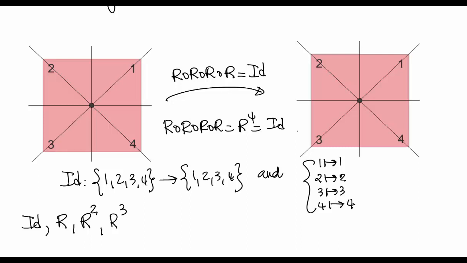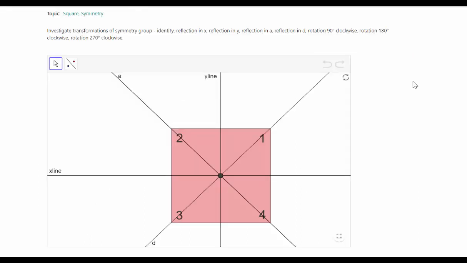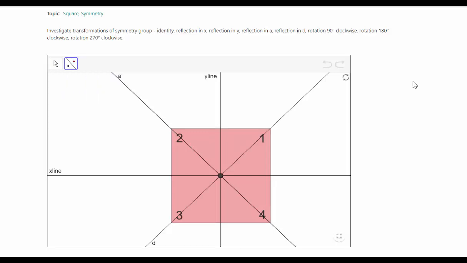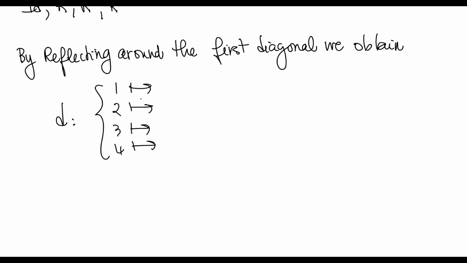Let's look at the other one. We can also reflect with respect to the first diagonal, which we denote here by D. So let's see this here. We'll reflect the square, and you can see what happened is that by reflecting around the first diagonal, we are essentially fixing 1, because 1 goes to 1, 3 goes to 3, but now we'll swap 4 and 2. So 2 now is in the 4th position, and 4 is in the 2nd position. We'll call this symmetry D.